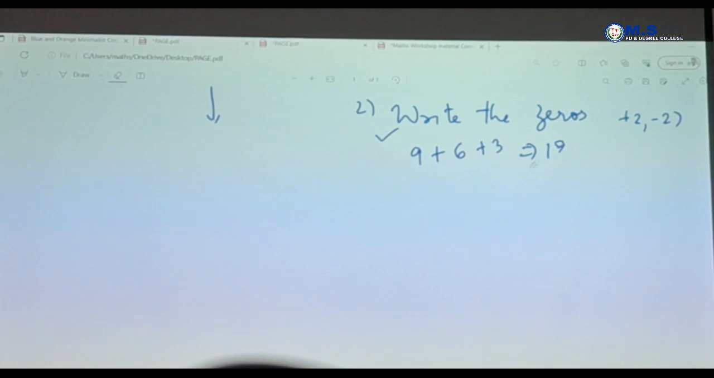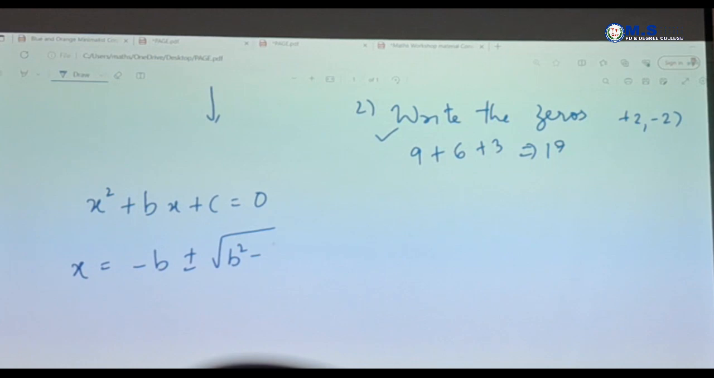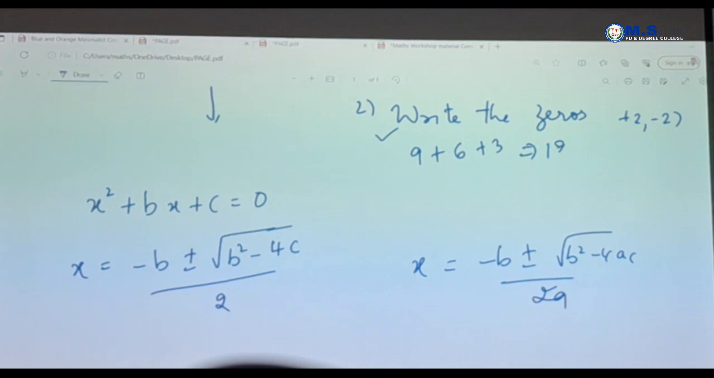See, last year this question came in the preparatory examination. X square plus bx plus c equals 0. The roots of this quadratic equation will be x equals minus b plus or minus square root of b square minus 4ac by 2a. Which is the correct option, A or B? A, right?